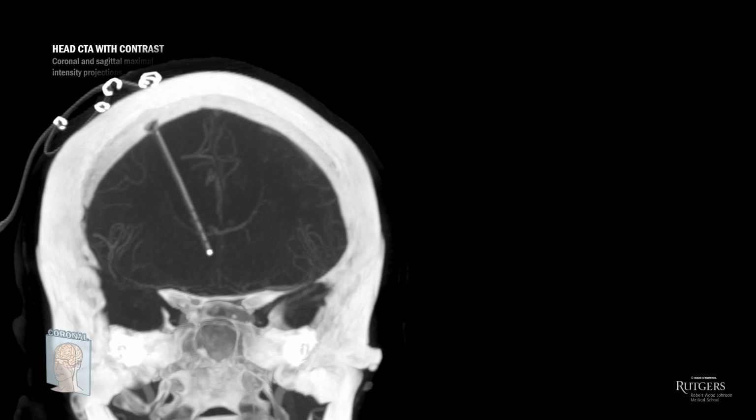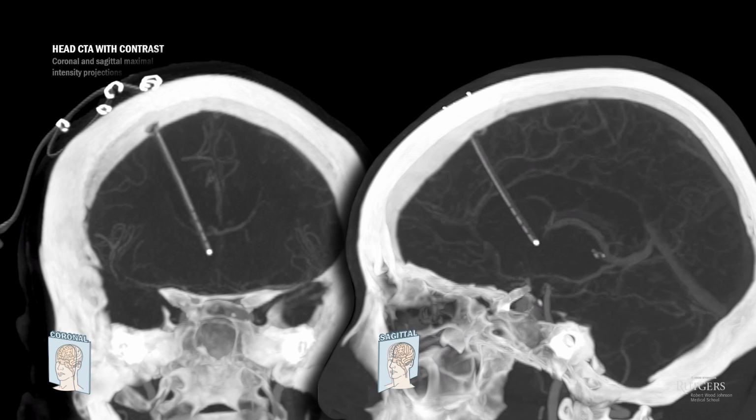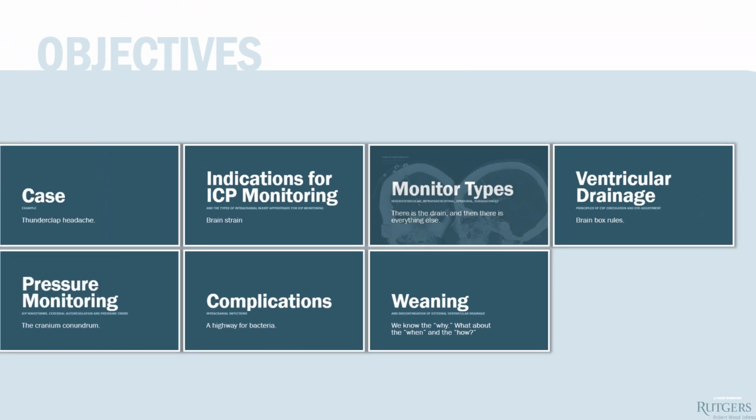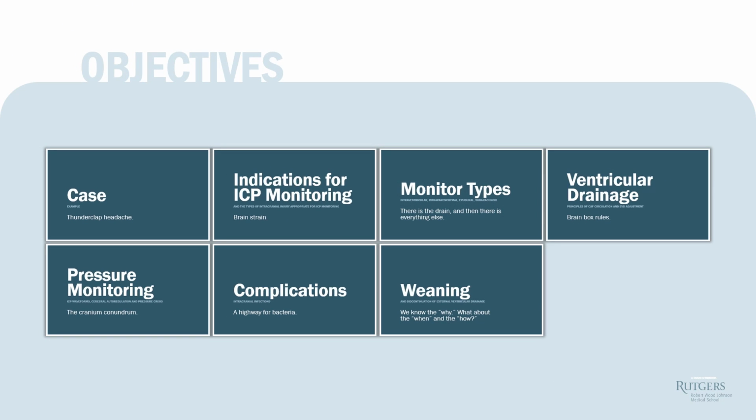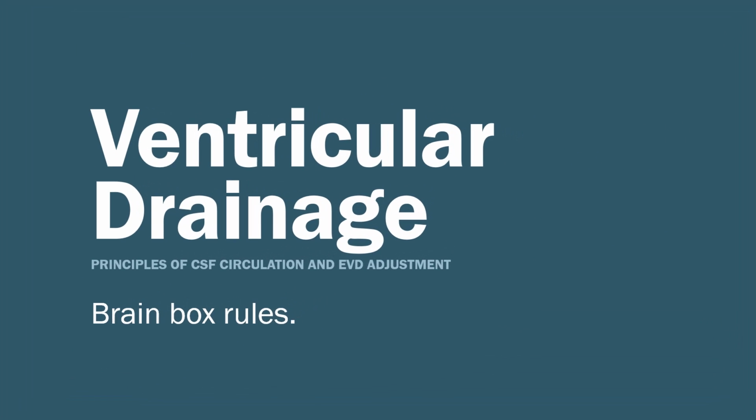We have chosen to use an EVD in this patient. It was placed through the right frontal lobe. Here are coronal and sagittal reconstructions of the CT angiogram, which coincidentally shows the path of the EVD nicely. So, EVD is in. Now we need to understand the mechanism of CSF circulation and how ventricular drainage works. We are about to adjust our EVD, so it helps to know what we're doing.